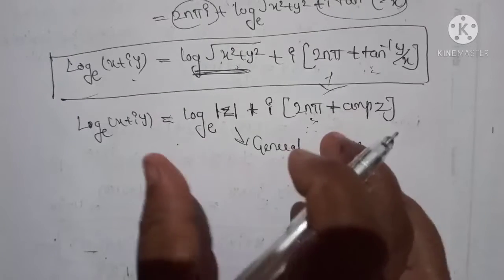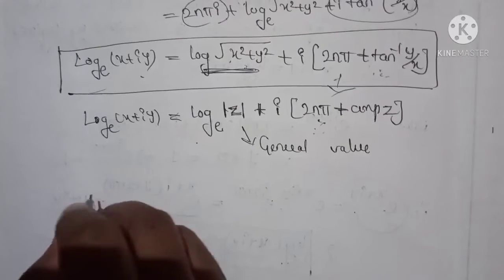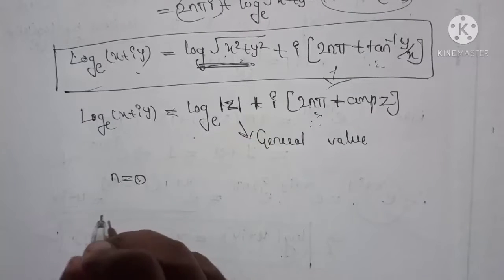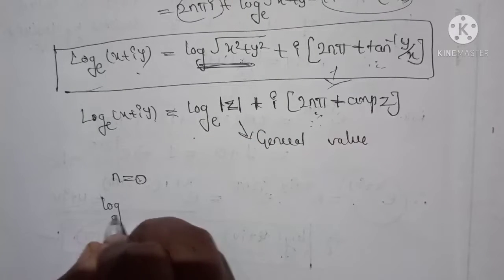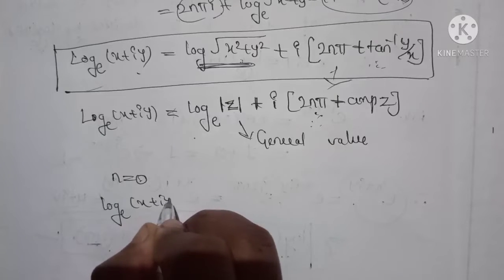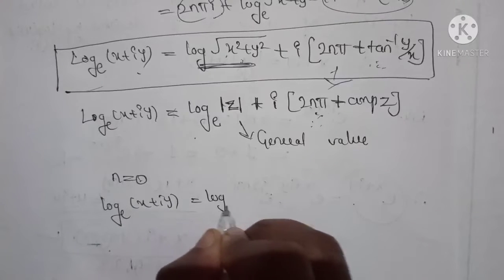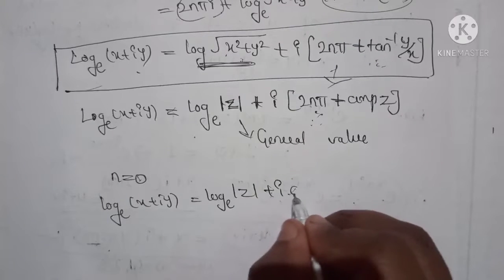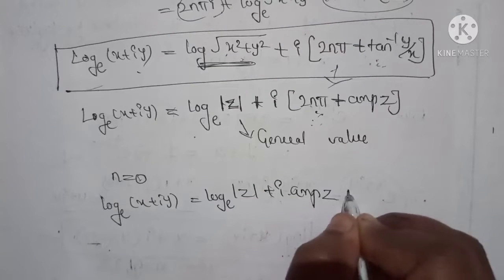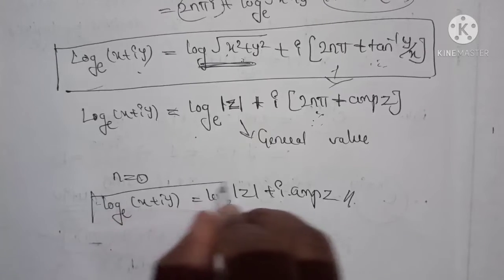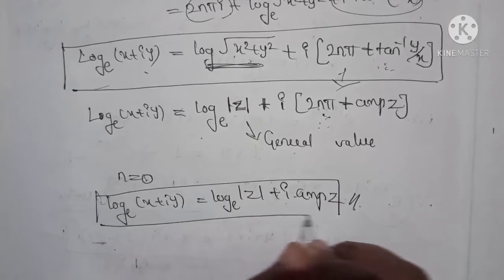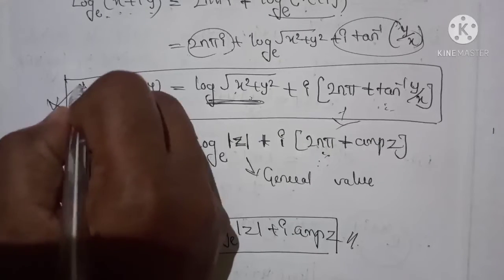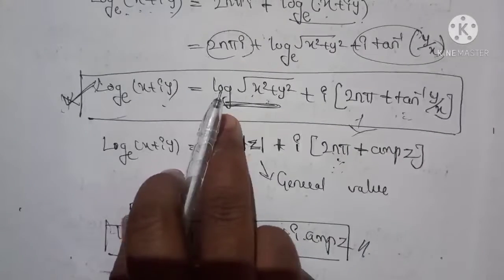So if we want the principal value, then we substitute n equals 0, and we will get the required answer. That is, the principal value of log of x plus iy is nothing but log of mod z plus i into the amplitude of z. Okay, so remember these two formulas. Very important one is this one. You must remember this formula.